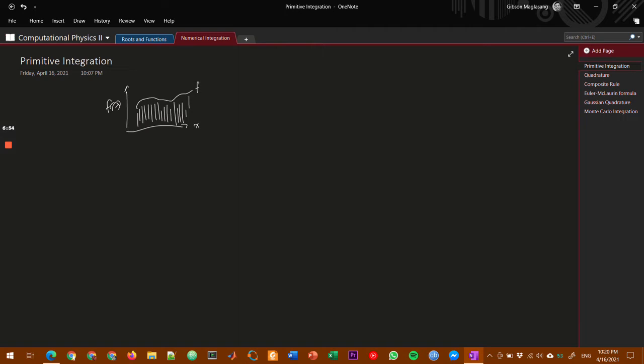Okay, so there are a lot of ways to solve or to evaluate the integral, a lot of ways that you can do integration.